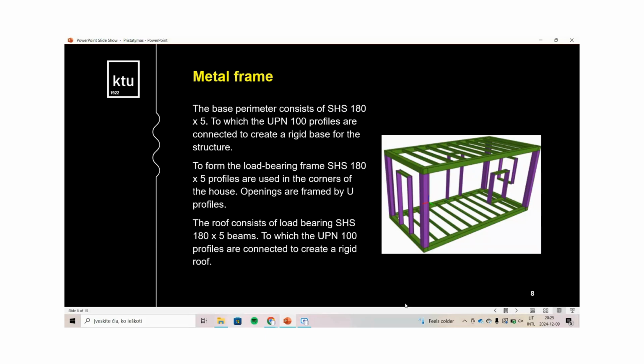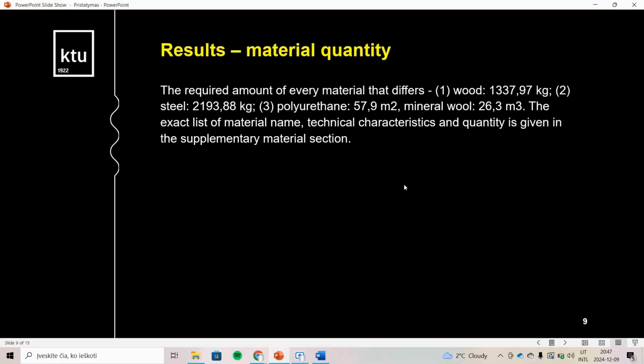To form the load-bearing frames, square hollow section 185 profiles are used in the corners of the house. Openings are framed by U profiles. The roof consists of load-bearing square hollow section 185 beams, to which the UPN 100 profiles are connected to create a rigid roof. Material quantity. The required amount of every material that differs.